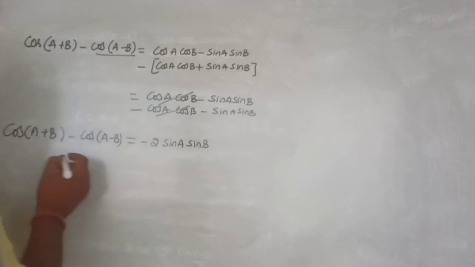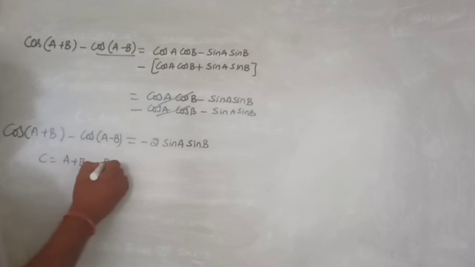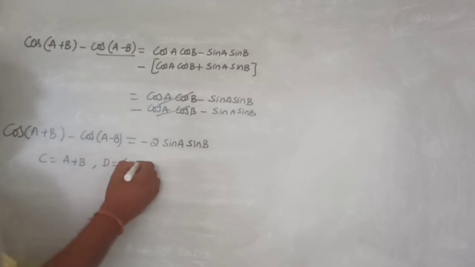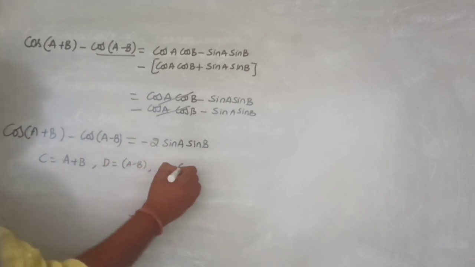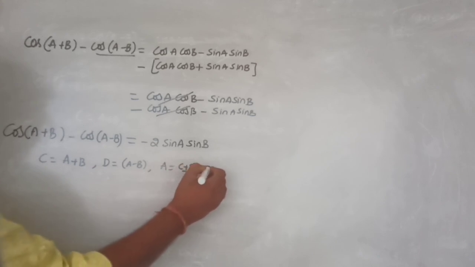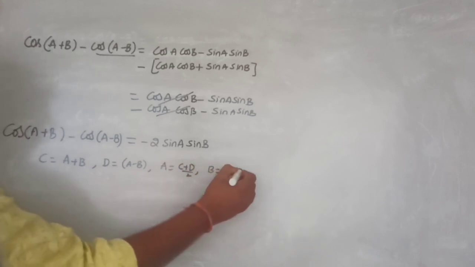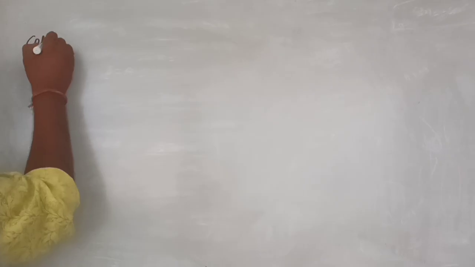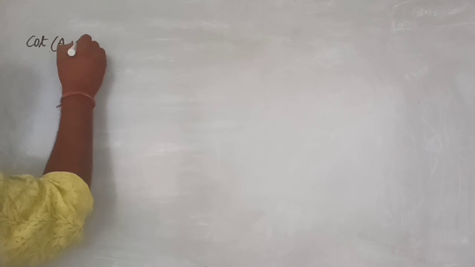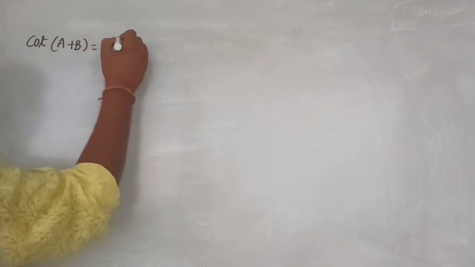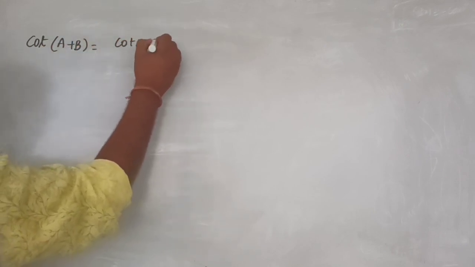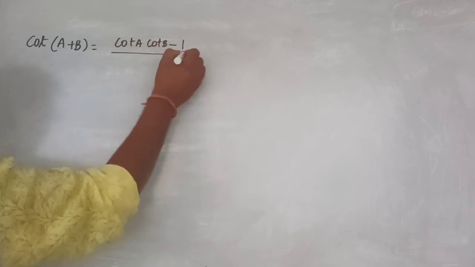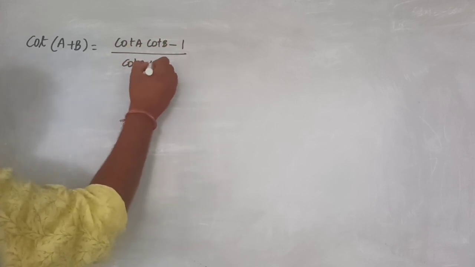So here we know that C is equal to A plus B, D is equal to A minus B, A is equal to C plus D by 2, and B is equal to C minus D by 2. So substituting these values in this equation, we will get cot of A plus B is equal to cot A cot B minus 1 by cot A plus cot B.